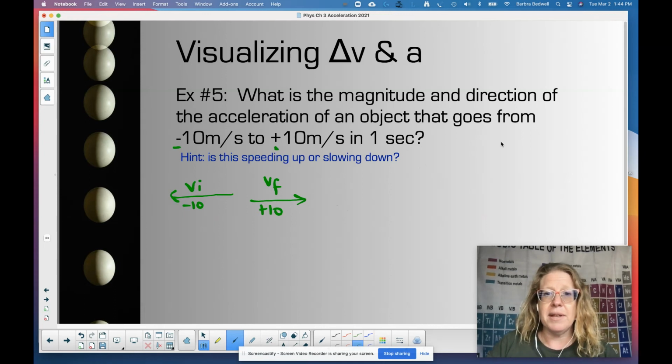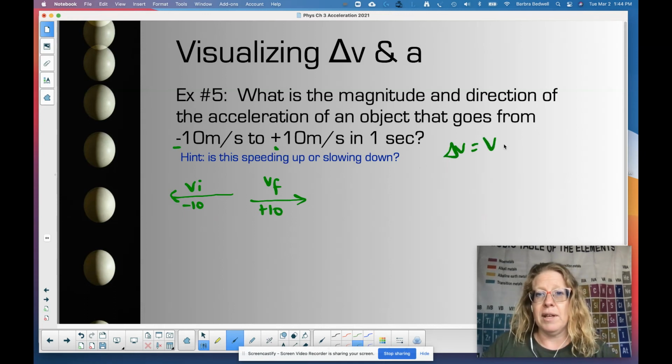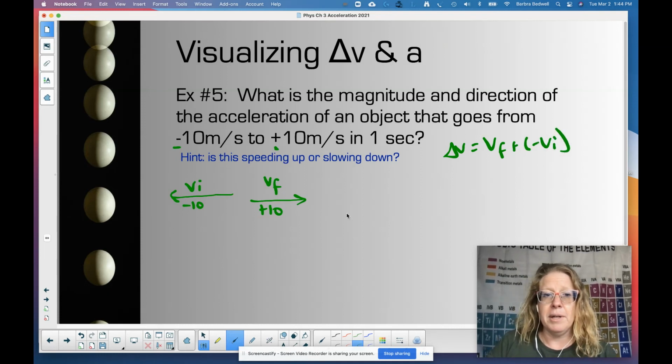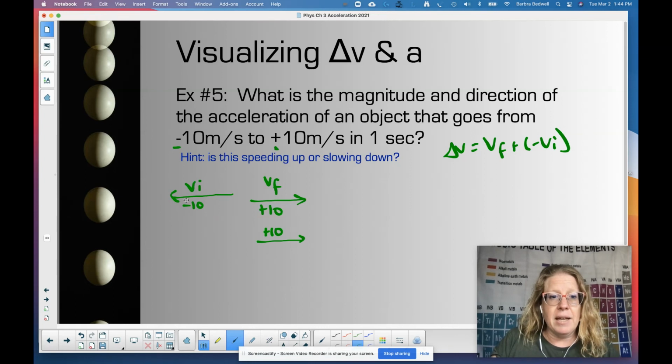So how do we draw this? Delta V equals VF plus -VI. So we're going to flip that one around. VF is going this way, so that's +10. Okay, that's VF. -VI. Okay, so hold on. They get placed tip to tail. So now instead of pointing to the left, this is going to be pointing to the right. And we can just put it right there like that. So this is VF. This is -VI.